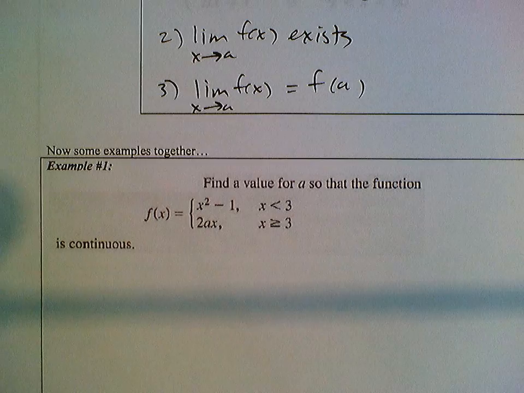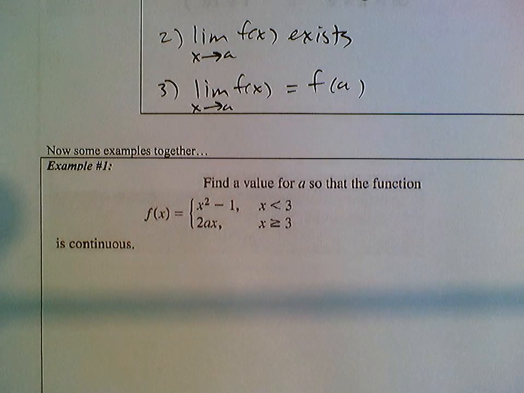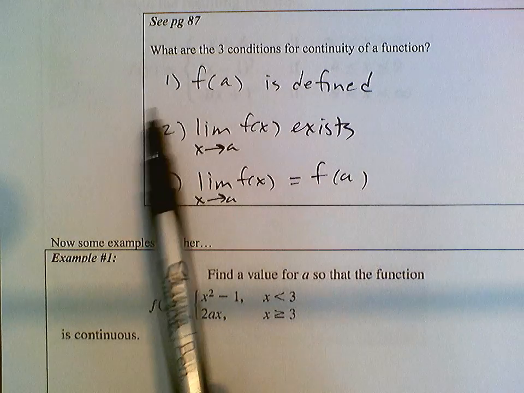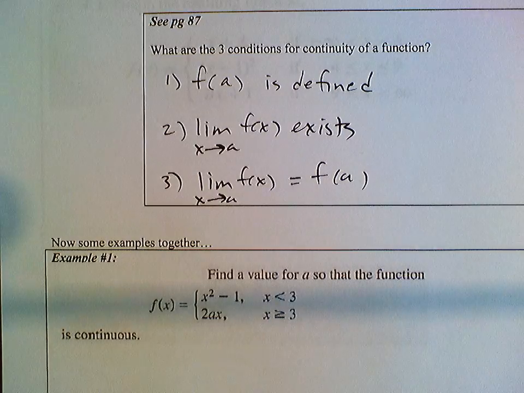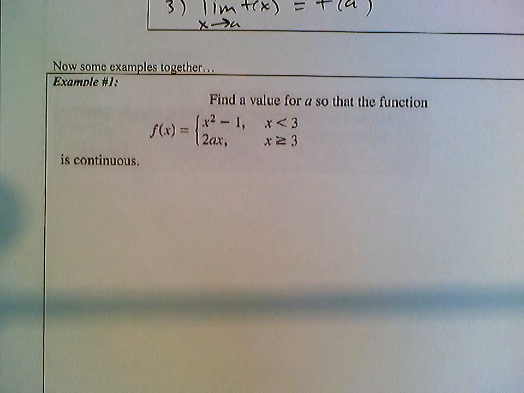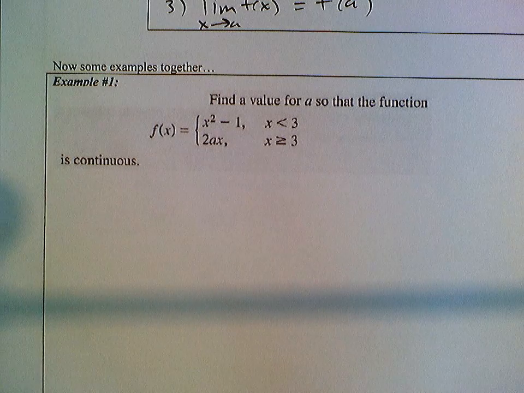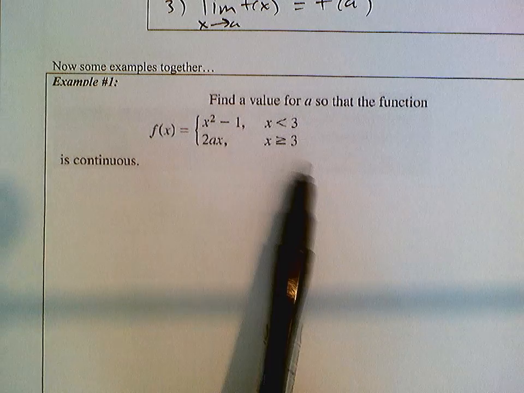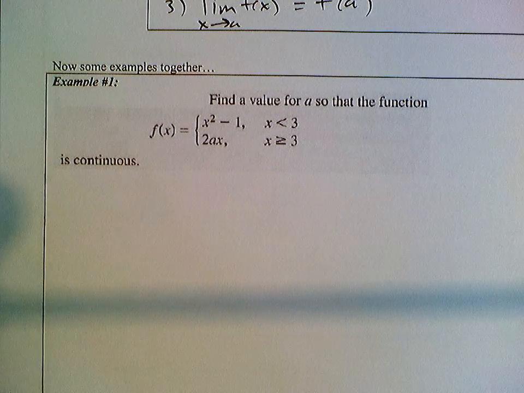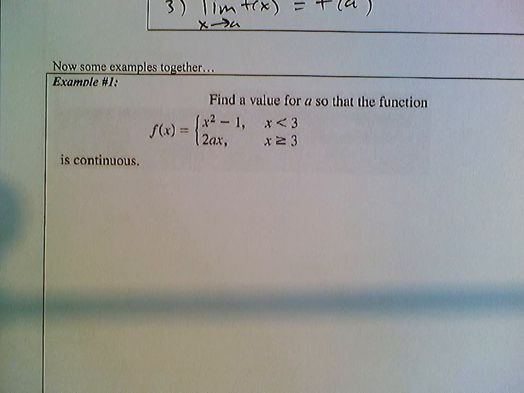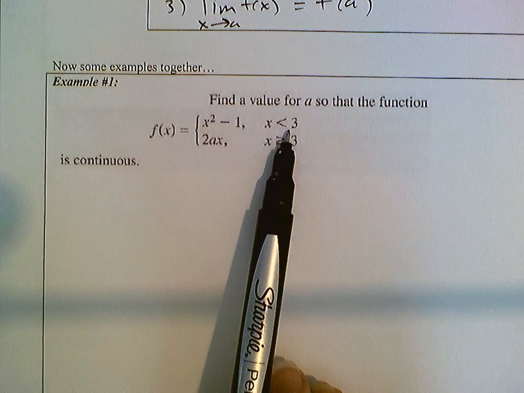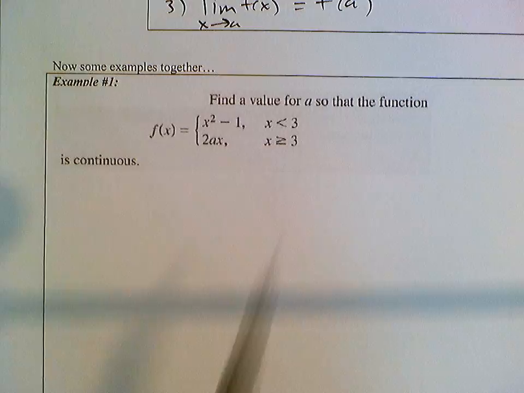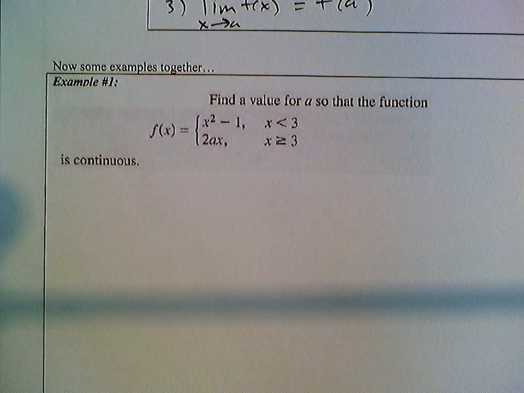When you're making a piecewise function continuous by finding a missing constant, we want to focus on the second condition first. In order for the limit to exist at the endpoints of these pieces of the piecewise function, both the left-hand limit and right-hand limit must exist and be equal. The endpoint of this piece is the x value 3, and the next piece picks up again there. So the endpoint is 3, and that's where we need to make this function continuous.